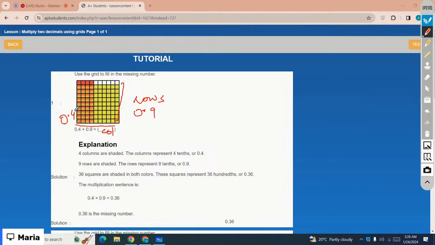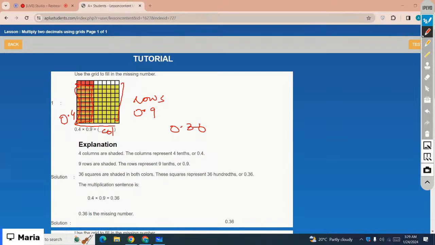You have to do 0.4 times 0.9. You have to count the boxes that have exactly both the colors here, right? 1, 2, 3, 4, and you have 36. So that is 0.36. If you count from here to here, they are 36 boxes. So that is 0.36. Got it? The correct option is 0.36.